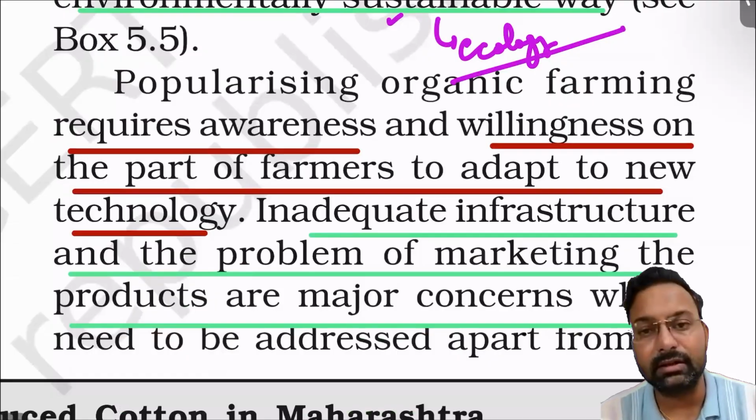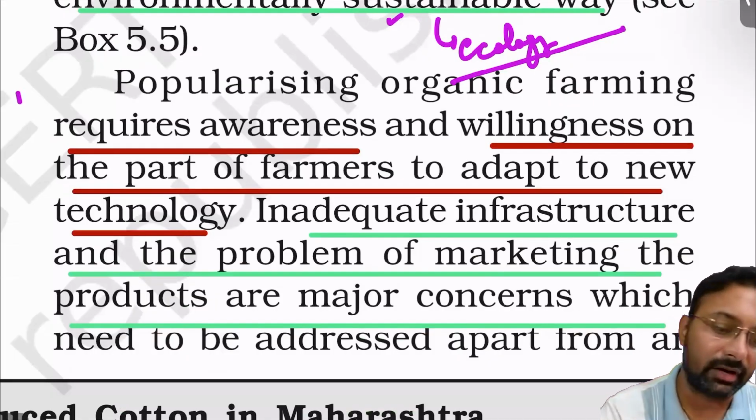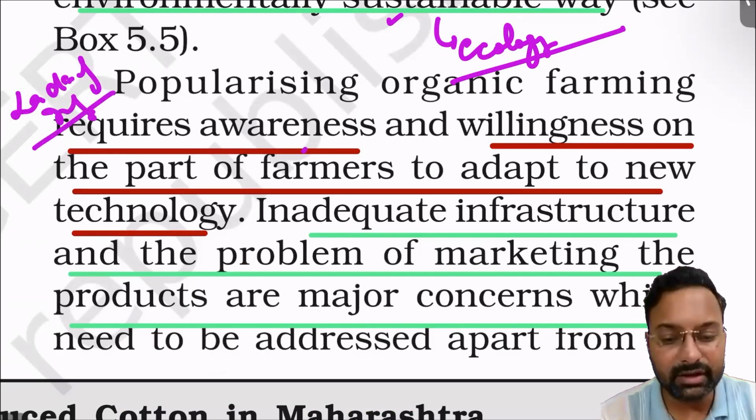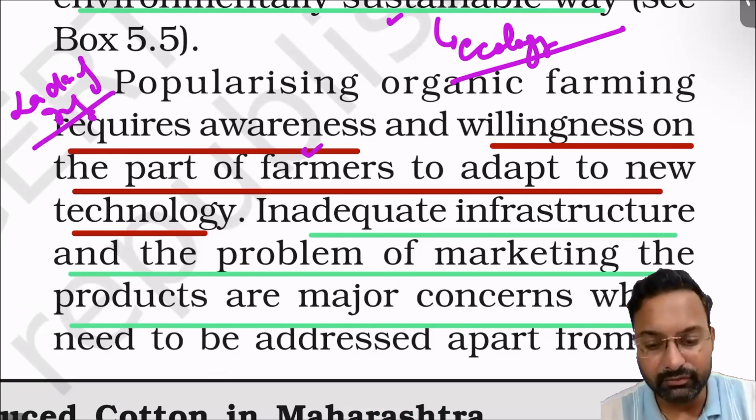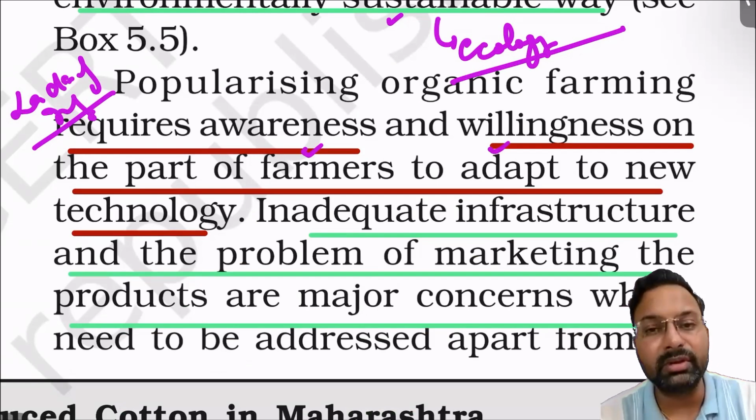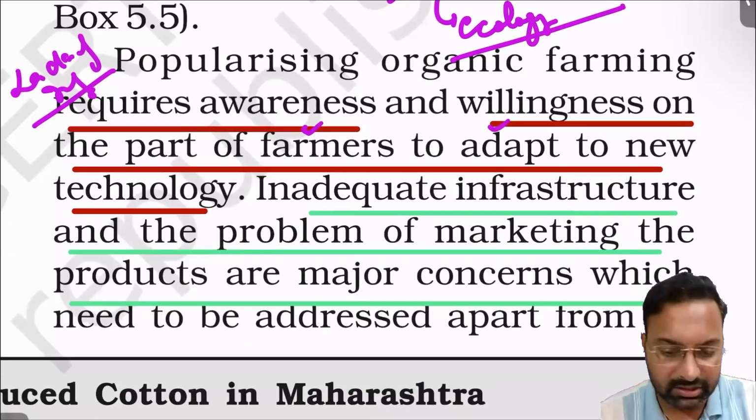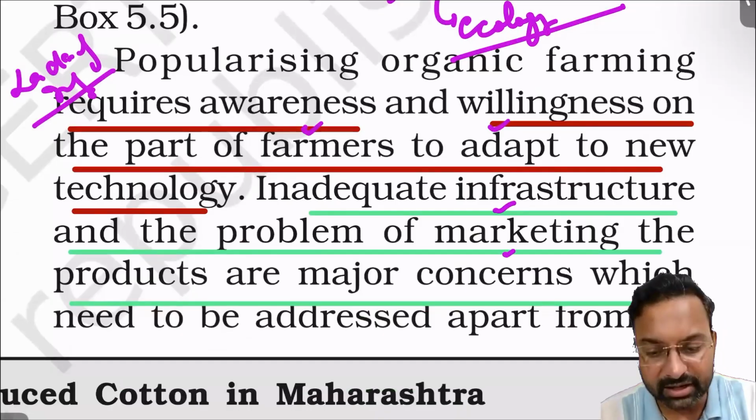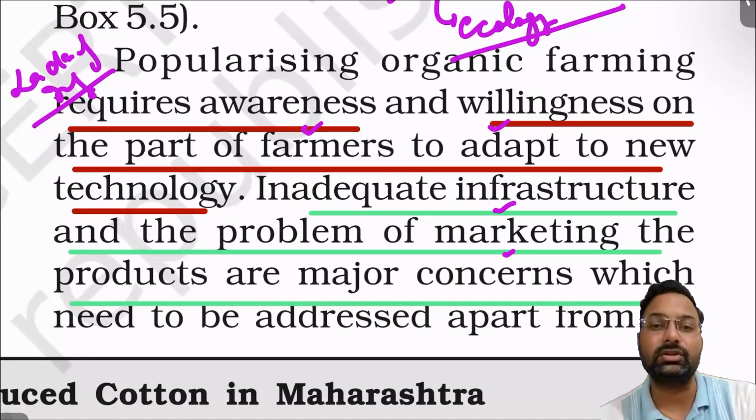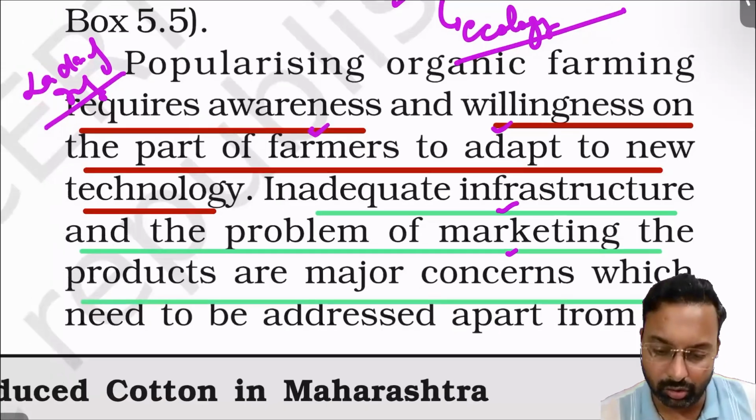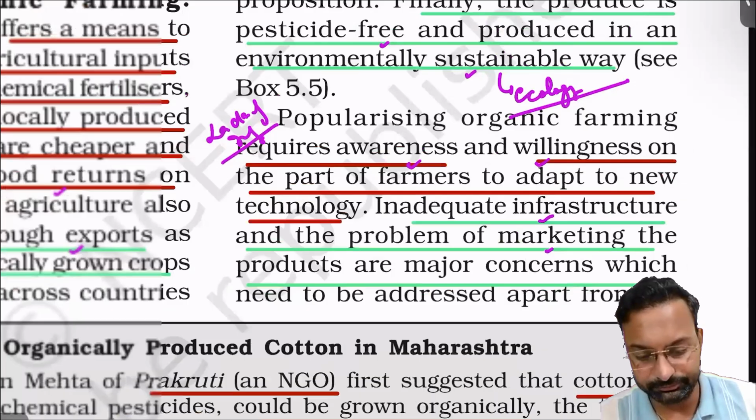But there is a lack of information among the farmers. So what needs to be done is awareness needs to be generated, and the willingness of farmers to adopt new technology should be increased, right? Inadequate infrastructure and the problem of marketing organic produce are some of the issues and challenges that need to be addressed in order to promote organic farming, right?